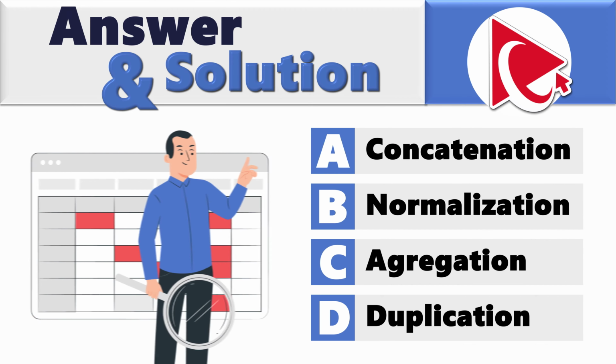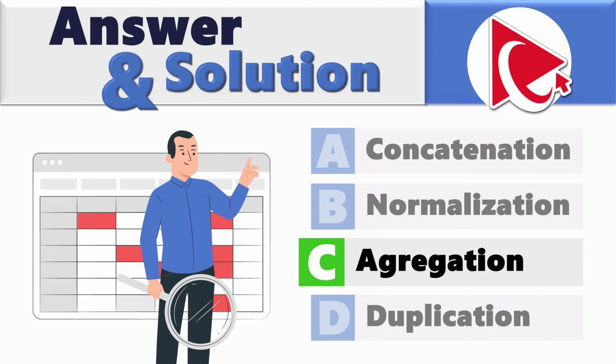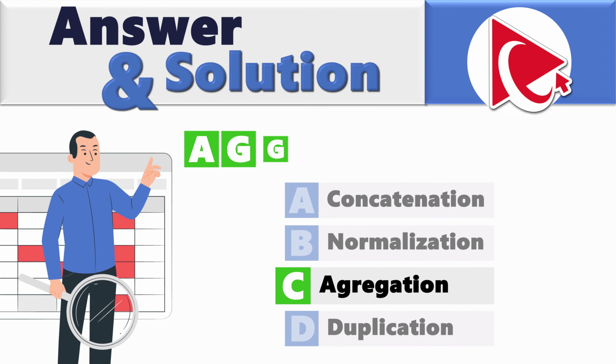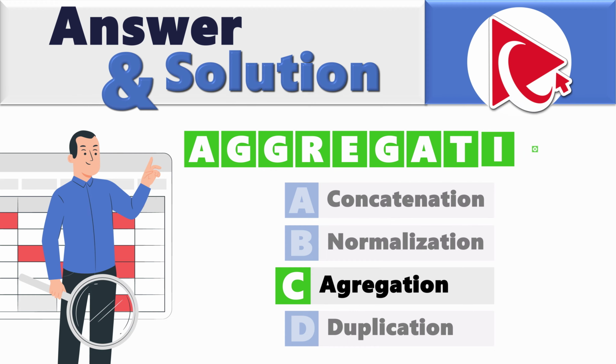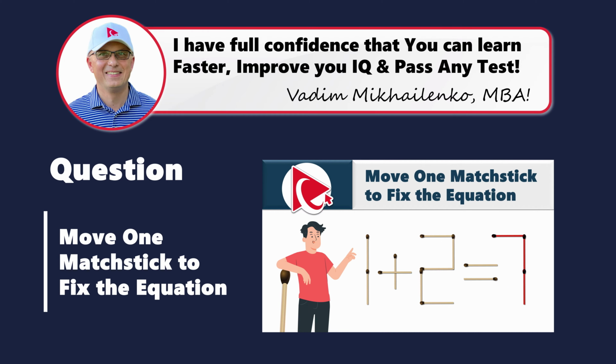I'm pretty sure you figured it out by now. The misspelled word is choice C, aggregation. The correct spelling is A-G-G, two G's in this word, R-E-G-A-T-I-O-N.